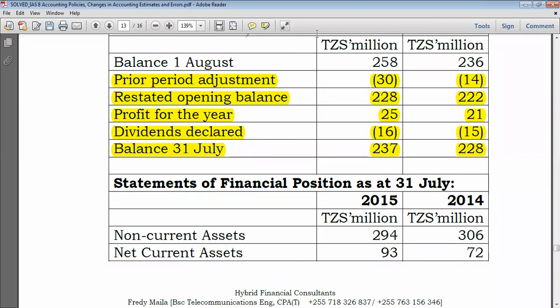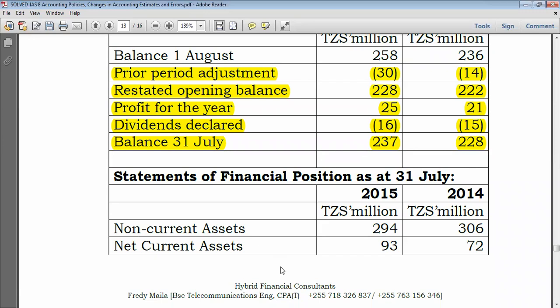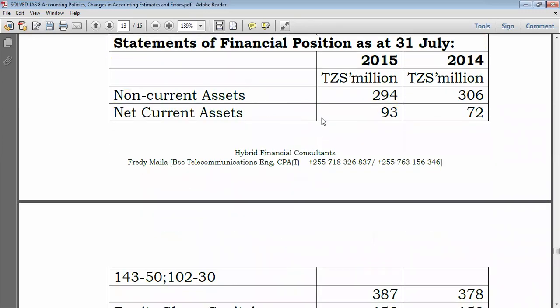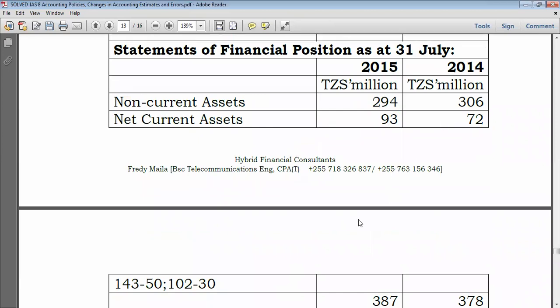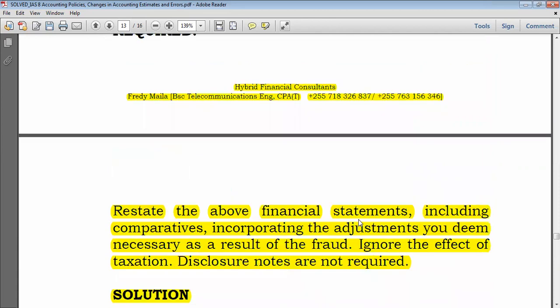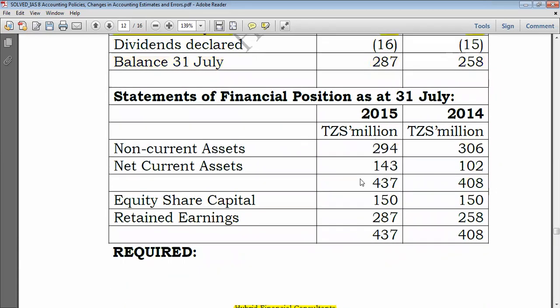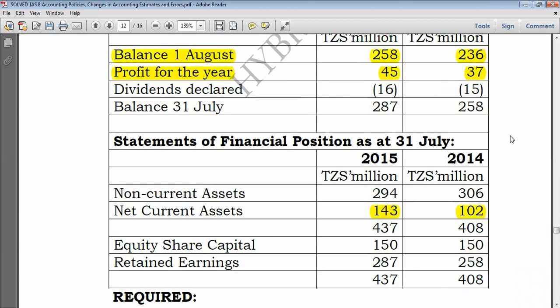If the company was selling something, these receivables would be under current assets. But here we are just given net current assets, that means current assets minus current liabilities. So the adjustment would need to be performed under these figures here. How did you get this 93 and this 72? Because initially these are not the figures that we had. Look, we initially had these figures. We are just finalizing here. We had net current assets of 143 and 102, but they changed. How would they change? It's just easy.